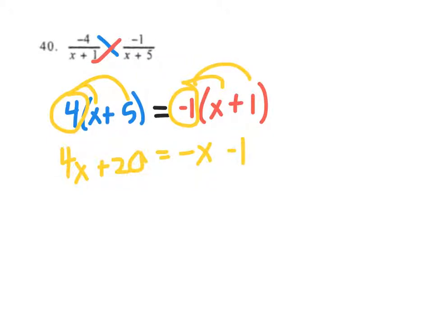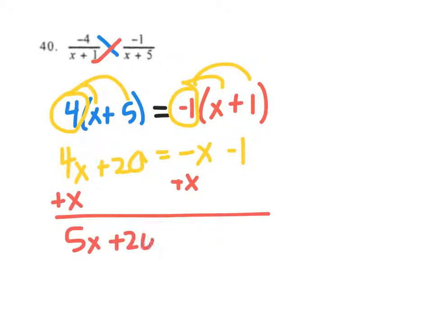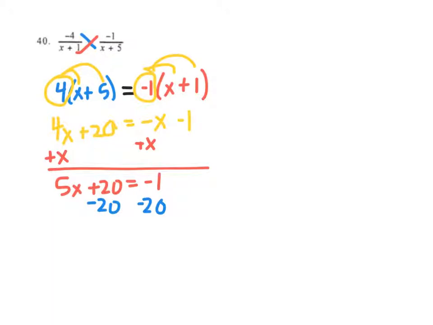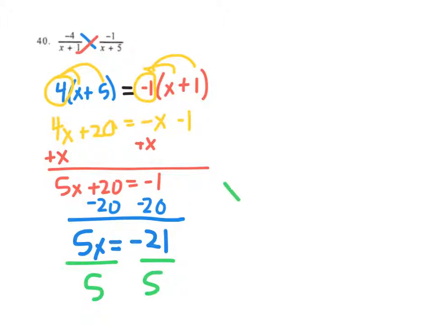From there, you're just solving for x. So move all your x's to one side, move all the numbers. I'm going to add x to both sides. When I do that, I get 5x plus 20 equals negative 1. And then I'm going to subtract 20 from both sides. Zoom out. And when I do that, I get 5x equals negative 21. And then your last step is to divide both sides by 5. And you would get x equals negative 21 over 5 as your final answer.